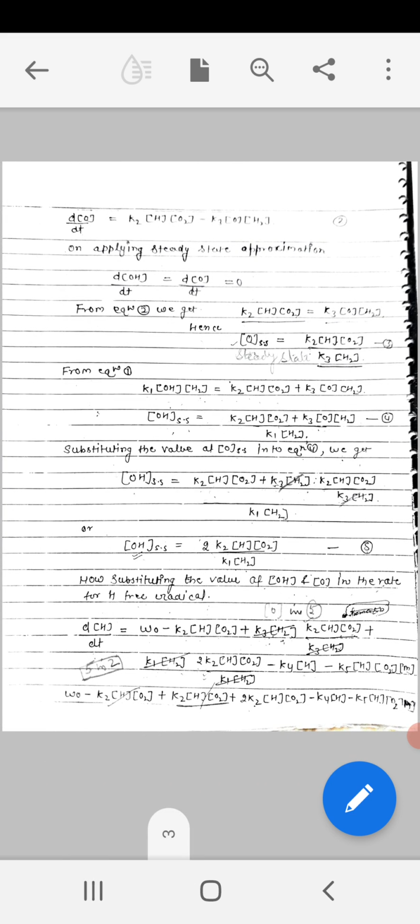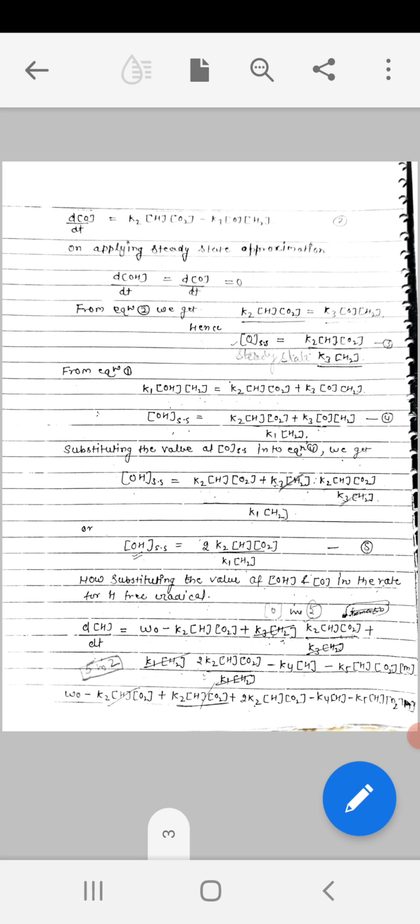This we write as W0 plus 2K2H into oxygen concentration minus K4 into hydrogen concentration minus K5 into H concentration, oxygen concentration and metal concentration. So d by dt of H is equal to W0 plus, in bracket, 2K2 oxygen concentration minus K4 minus K5 oxygen into M concentration, bracket close, and H free radical concentration is common. This is equation number 6.